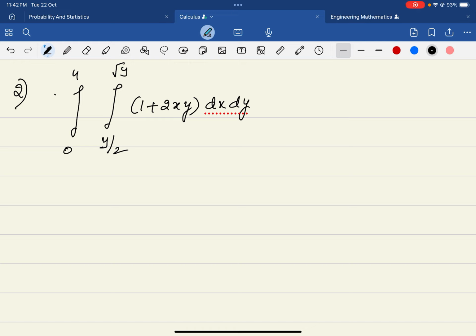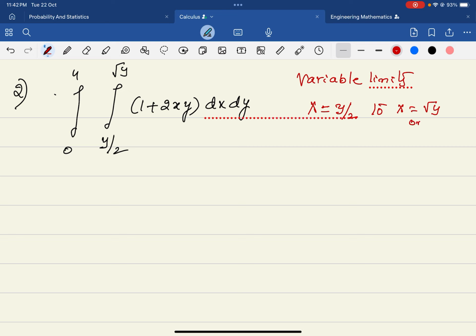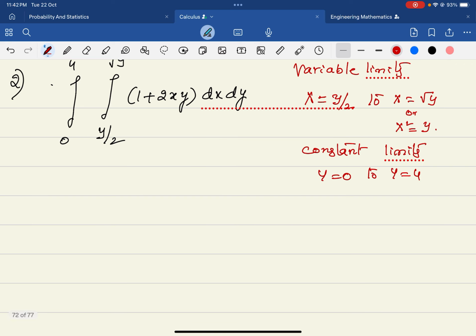Now first of all, what are the variable limits here? Let us write down first all those. Variable limits are the x limits, correct? So x is from the left boundary y by 2 to the right boundary, x is equal to root y. What you can say about x equal to root y means x square is equal to y. Okay. Now, what are the constant limits? Constant limits are y is equal to 0 to y is equal to 4.